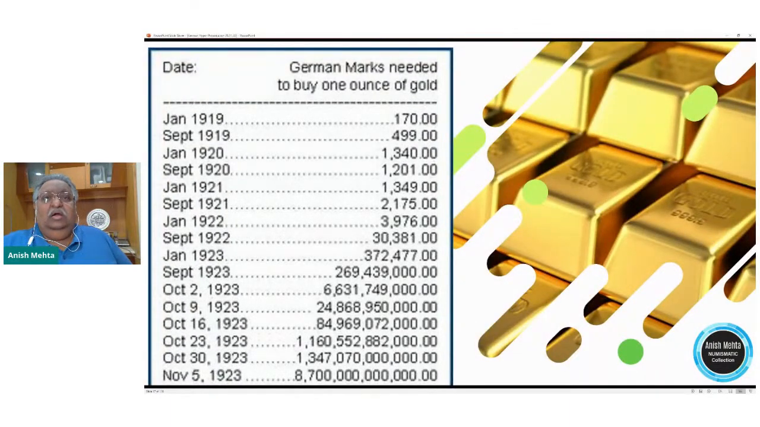Coming to 1 ounce of gold. In January 1990, it was 170 Deutschmark, and November 5th, 1923, it reached a level of 8.7 trillion Deutschmarks.